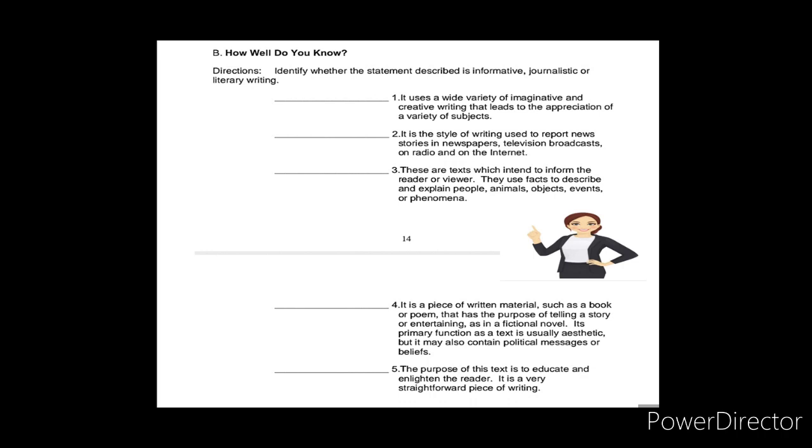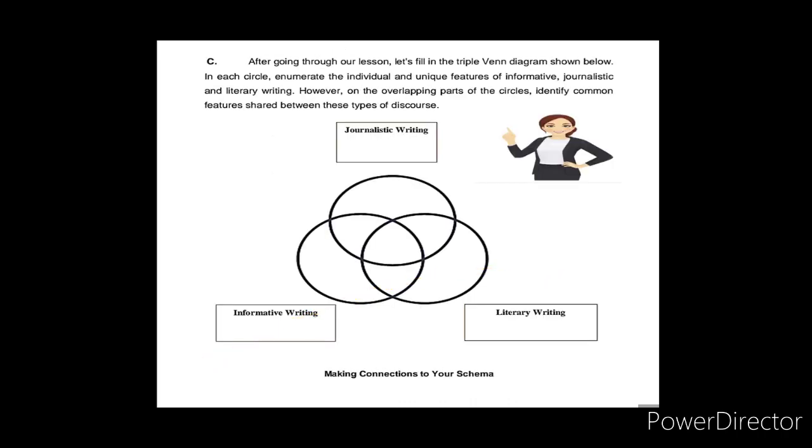Number 4. It is a piece of written material such as a book or poem that has the purpose of telling a story or entertaining, as in a fictional novel. Its primary function as a text is usually aesthetic, but it may also contain political messages or beliefs. Remember the poem under literature? Very good, literary. And the last one. The purpose of this text is to educate and enlighten the reader. It is a very straightforward piece of writing. Straightforward information is what we call informative. Great job.